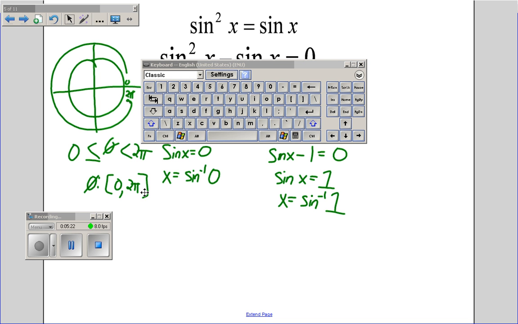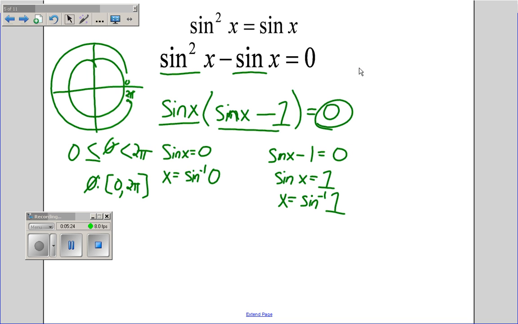Find all the angles that are going to be true for that situation, right? And this really needs to be a parenthesis, okay? So now we're going to do that.